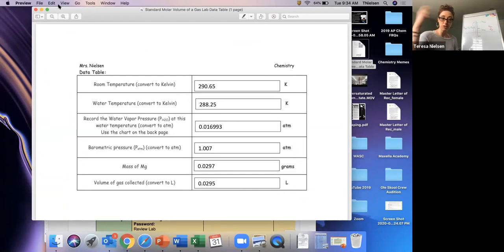So he measured the temperature of the room, and the temperature of the room is going to be the temperature of the hydrogen gas that we use. So 290.65 Kelvin. He converted that from Celsius for you, which was nice. The water temperature, remember we used the water temperature to figure out the pressure of the water vapor. So the water temperature was even colder than room temperature. It was 288.25 Kelvin.